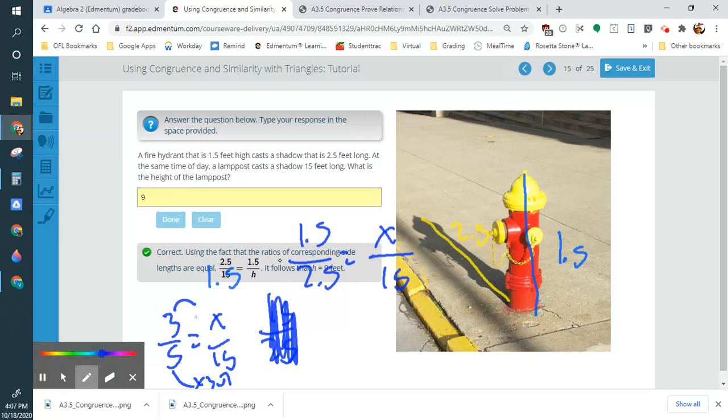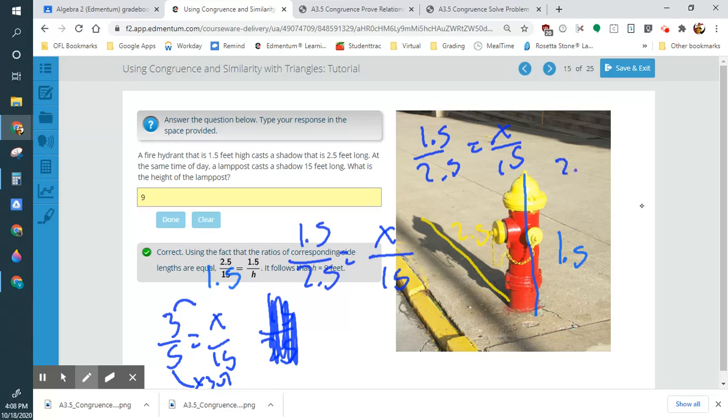And let's say you had doubts about this. Just remember, we need to do height over shadow. So this is the height over the shadow, height over the shadow. We just don't know what the height of the lamppost is. We can also do it by cross multiplying.